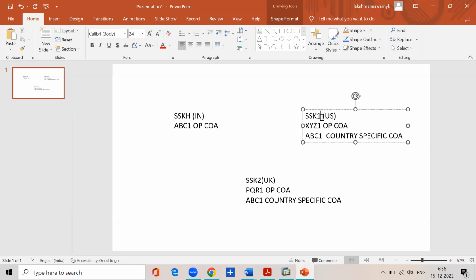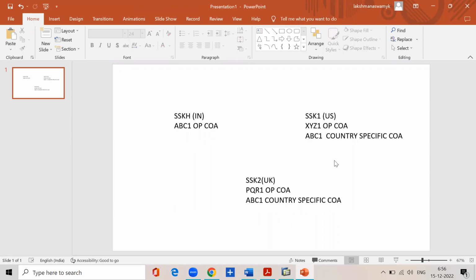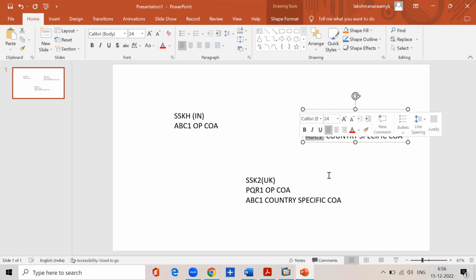See, this SSK1 USA company code has to prepare two sets of financial statements. One set of financial statements from operational chart of accounts for a period of January to December. Because in USA, the fiscal year is calendar year, January to December, right? But in India, the fiscal year is April to March, right? That means the USA company code has to prepare another set of financial statements from the ABC1 chart of accounts for a period of April to March.